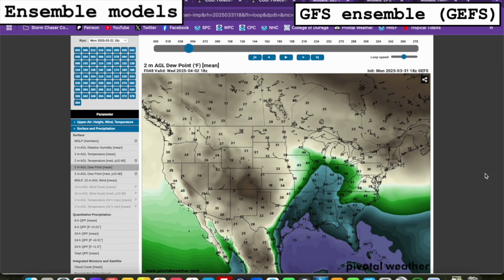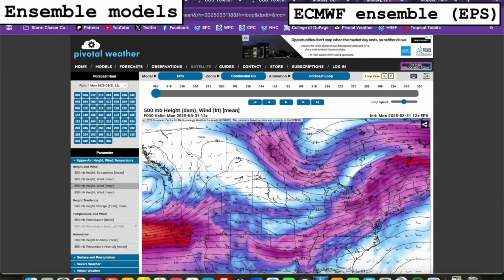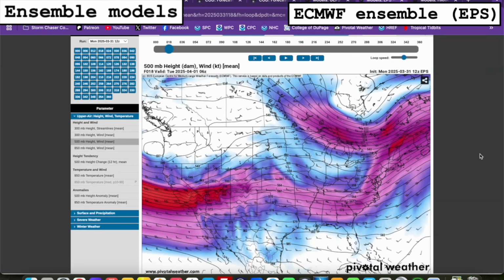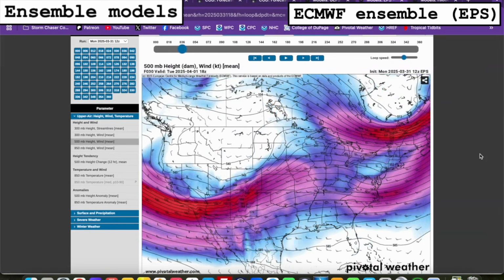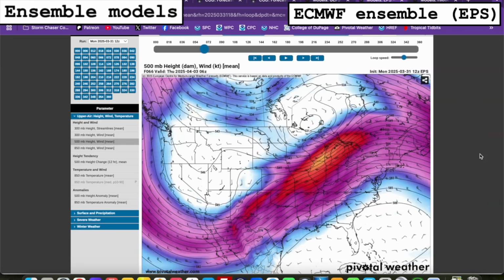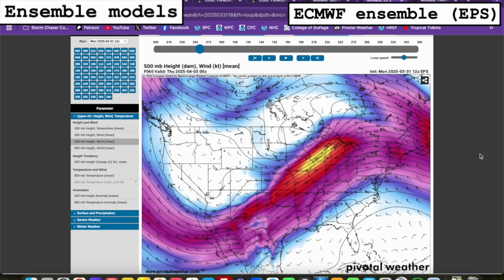This is, again, the GFS ensemble, the GEFS, and the European model, the ECMWF, also has its own ensemble, the EPS. And again, it does the exact same things that the GFS ensemble does. It just deals with the construction of the European model rather than the GFS. So it shows basically the same things. It's just another ensemble model that we can look at to come up with a forecast.